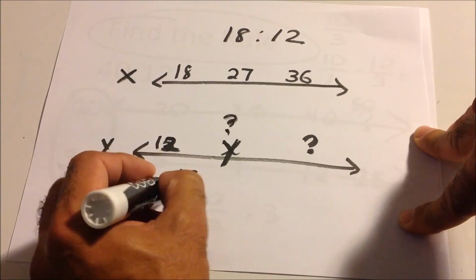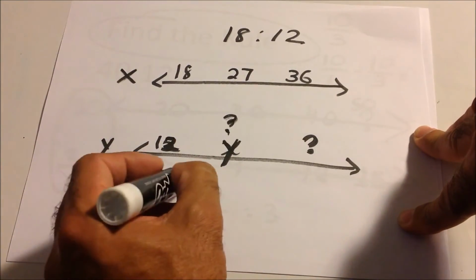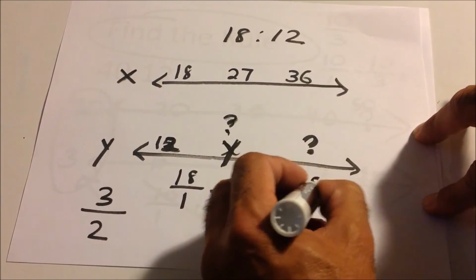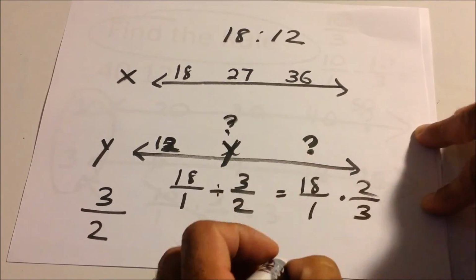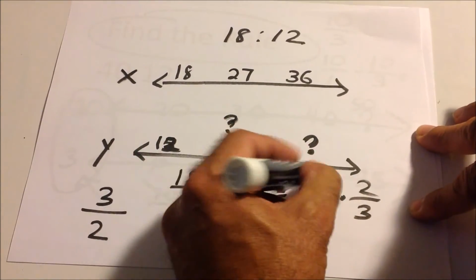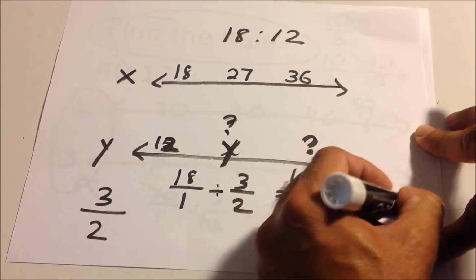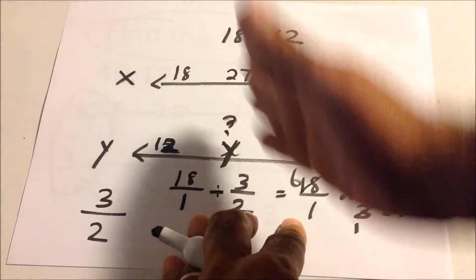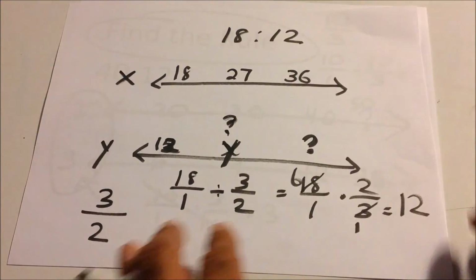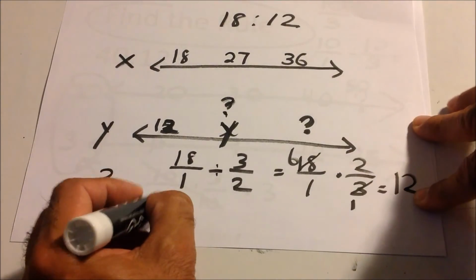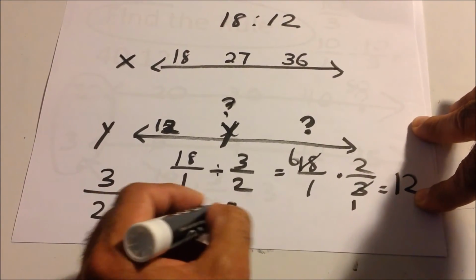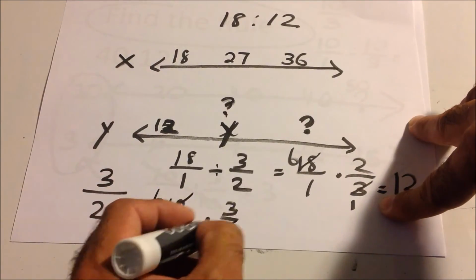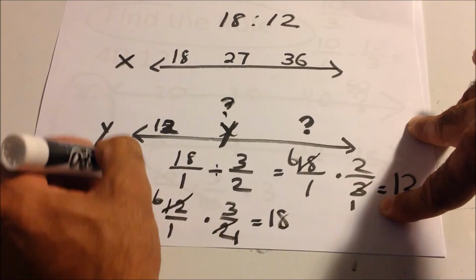If we had 18, we need to get 12. So we do 18 divided by 3 over 2, which equals 18 over 1 times 2 over 3. 3 goes in this 18 6 times, 3 goes in the 3 once, and you get 12. We'll do the same with the others. Remember, with the x we divide, with the y we multiply. Just to show you that, if we had the 12, we'll get it times 3 over 2. 2 goes into 12 6 times. 6 times 3 is 18. There's that 18.